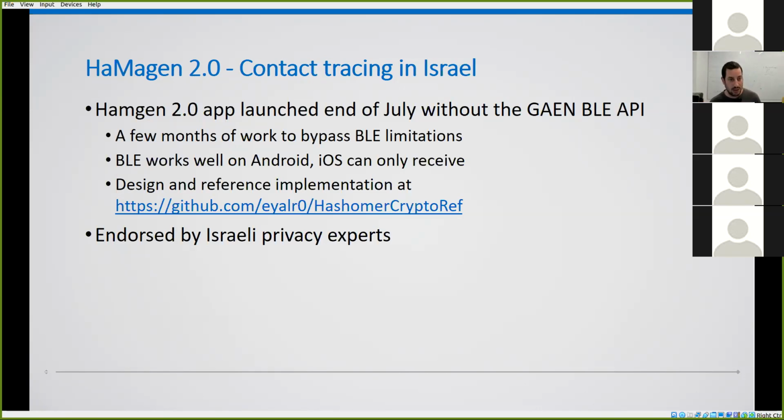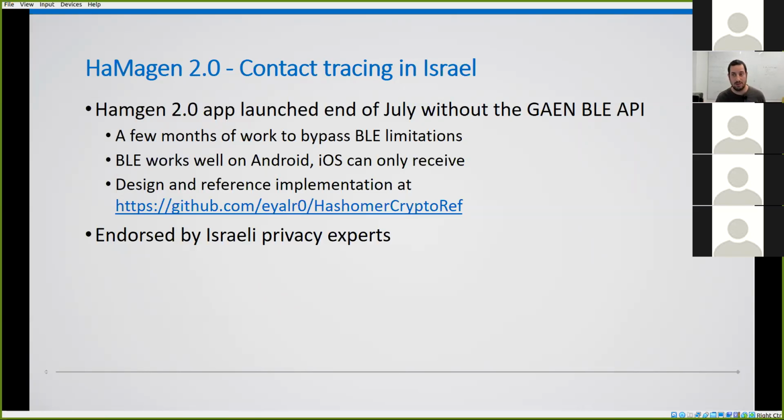And we did a very long and tedious process of trying to consult a lot of other privacy experts in Israel. I mean, both cryptographers. We're not privacy experts, and we wanted to get their opinion about what we do, what we can do better. And it was basically endorsed as a very good privacy preserving solution, especially compared to the other alternatives.